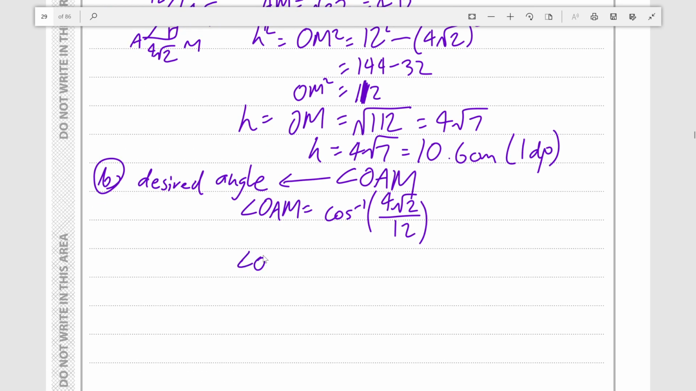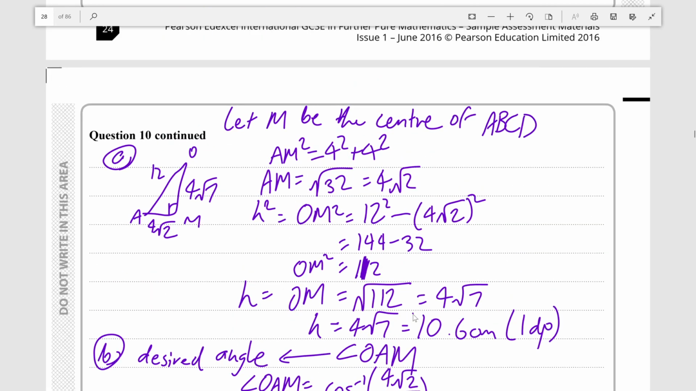And then you get angle OAM is equal to the inverse cosine function. You really just have to use a calculator for this. There is no easy way out using pen and paper. You get 61.87 something degrees, or 61.9 degrees. So this is our answer here.